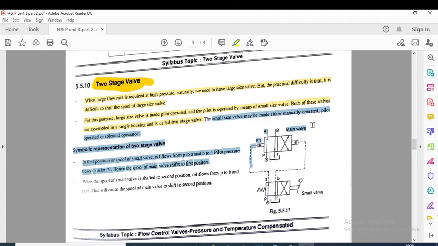The small size valve may be operated manually, or pilot operated, or maybe solenoid operated. This is the symbolic representation of this two-stage pilot operated valve. This is the main valve, and this is the small valve which is operating the pilot here. The position of this small valve affects the position of the large main valve here.